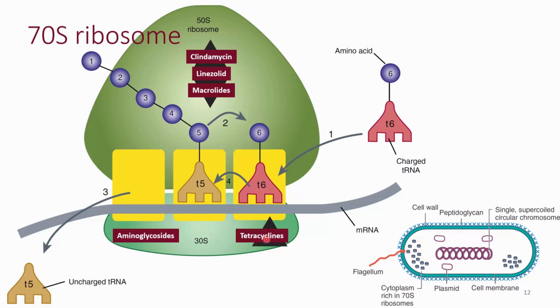Now note that ribosomes are inside the cell, and in order for aminoglycosides to work, they actually need to go inside the cell first and then find this ribosome and inhibit protein synthesis.